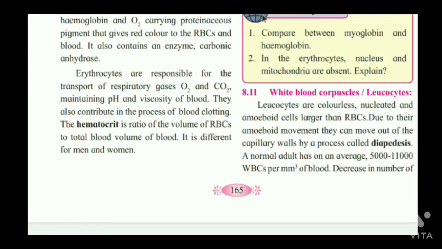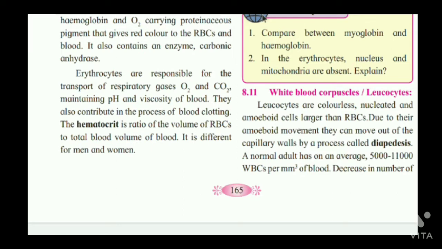Then we have white blood corpuscles, that is leukocytes. Leukocytes are colorless, nucleated and amoeboid cells larger than RBCs. Due to their amoeboid movement, they can move out of the capillary walls by a process called diapedesis. A normal adult has an average of 5,000 to 11,000 WBCs per cubic millimeter of blood.